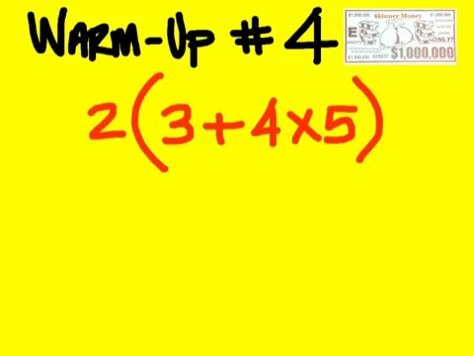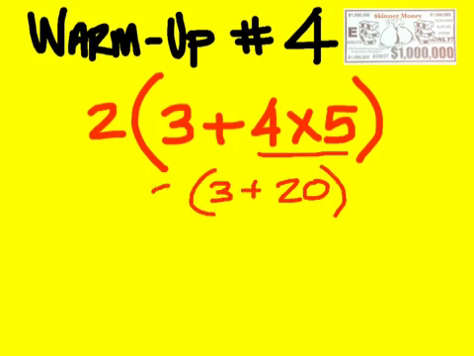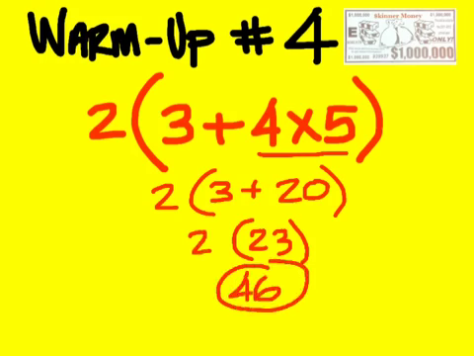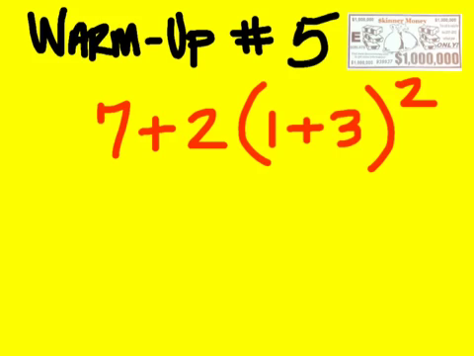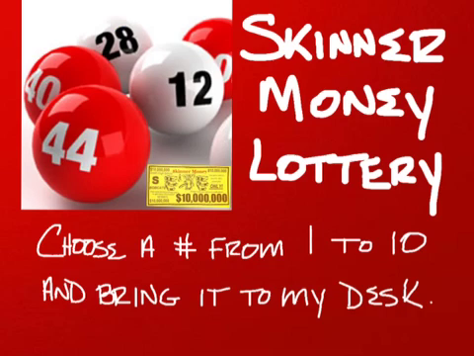Number 4. Go to the parentheses first and do 4 times 5 to get 20. And then that'll give you a 23. Multiply by 2. Answer's 46. Last one. Everybody had 39. That's the right answer.